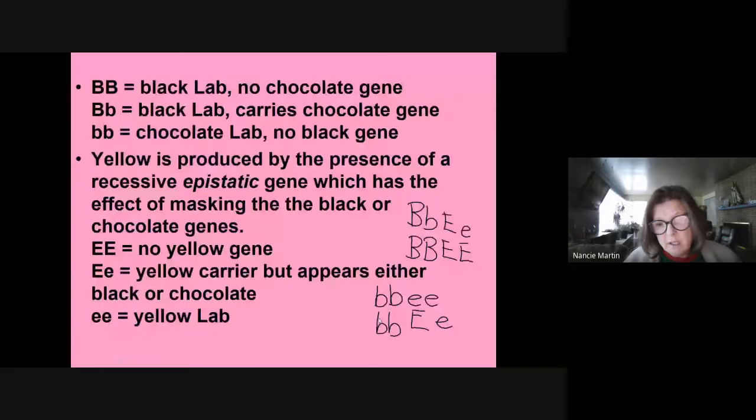So this one here, again, we can see that this would be a chocolate lab. And in this case, though, we don't have two recessive alleles, so we are going to have a chocolate lab, but we would say it's carrying yellow, depending on what it mates with, then it could perhaps have yellow puppies.